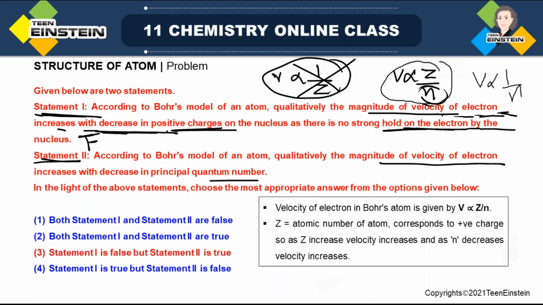Here it is simply mentioned that velocity of electron in Bohr's atom, V is proportional to Z divided by N, but Z is atomic number of atom. It represents the positive charge, because here it is not directly mentioned atomic number of atom in statement 1. If you just read it once more, it is saying increase with decrease in positive charge, but positive charge is nothing but Z in this case. So this relationship, if you can remember, you can easily answer this question. So Z increase, velocity increases, and when N decreases, then only velocity increases. First statement false, second statement correct.